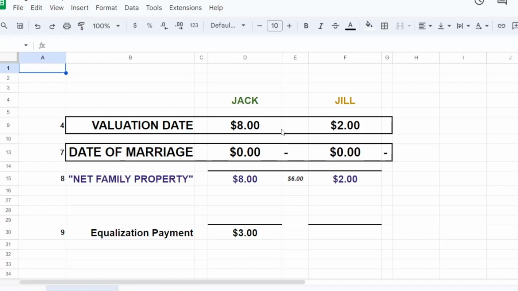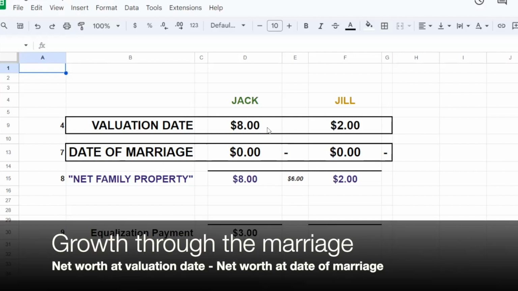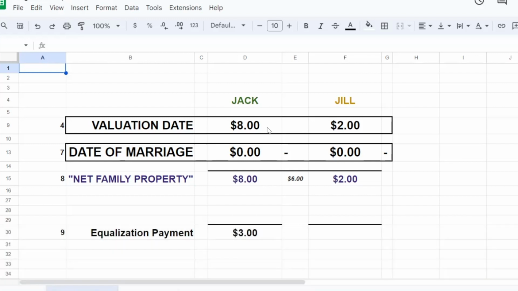Well, for our particular circumstances in the law, we're taking a snapshot for each party of what their net worth was on the valuation date, which is usually the date of separation, less what you were worth on the date of marriage.